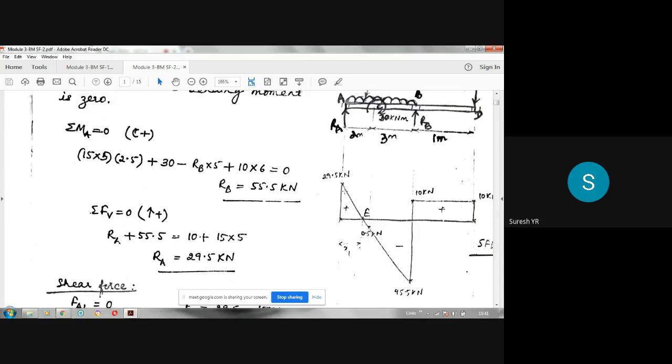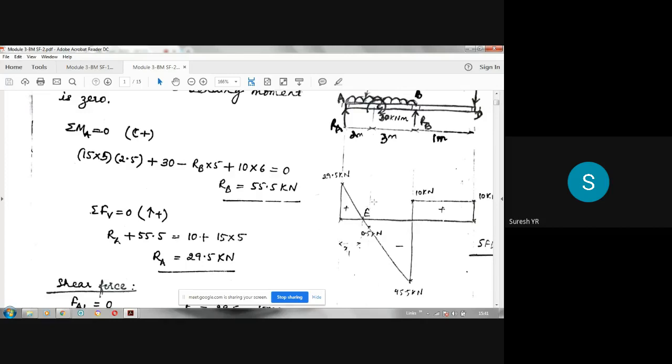You have to join these two points. Somewhere here, that line cuts this horizontal line. There, the shear force is 0. Please note that. If I take this as point E, at point E, the shear force is 0. We have to find that point also, the distance of that point E from A. That we will find out later.